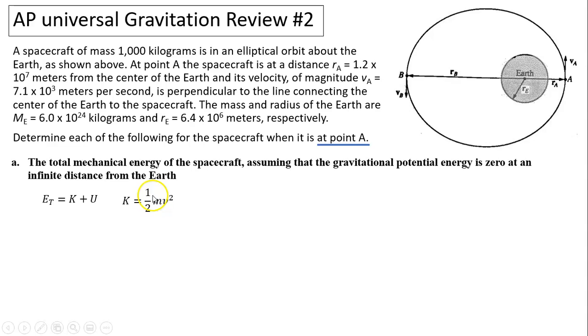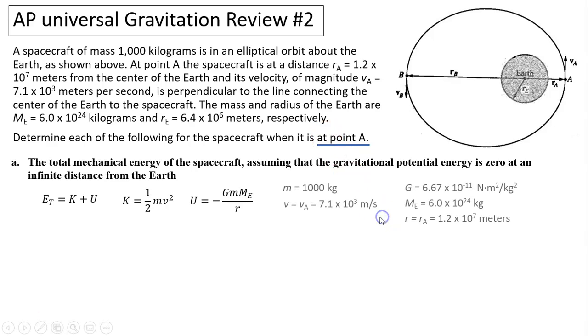We know K is 1/2 mv squared. We know U equals negative G little m big ME divided by R. This R is the distance between the center of the Earth and the object, and this little m is the mass of the object. In K equals 1/2 mv squared, m is the mass of the object and v is the velocity of the object. Since we're talking about point A, we have to use VA and RA in here.